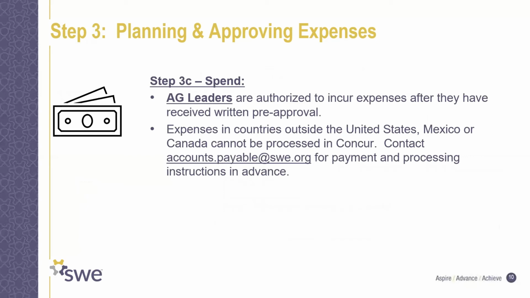After receiving written pre-approval, you can proceed. Be sure to save all your receipts for expense processing purposes. If your AG is processing expenses outside of the United States, Mexico, or Canada, they cannot be processed in Concur. Please contact Qadir Jabbar at SWE Accounts Payable for payment and processing instructions before proceeding with these expenses.